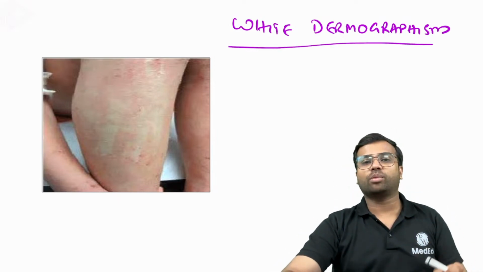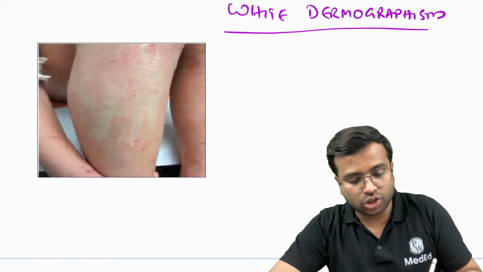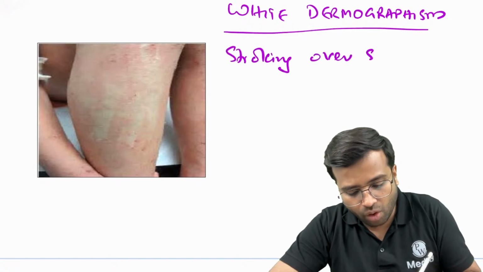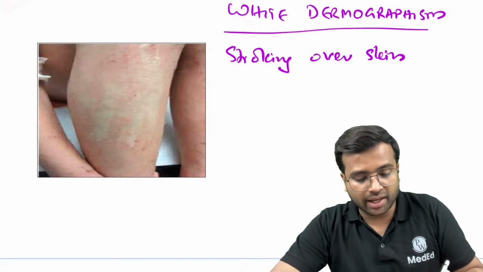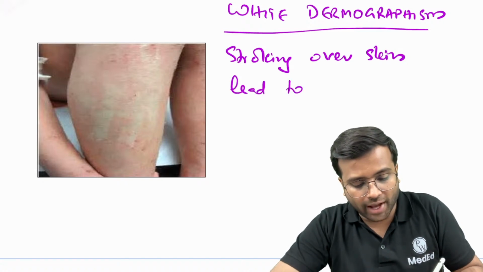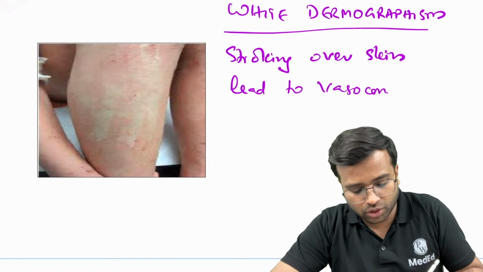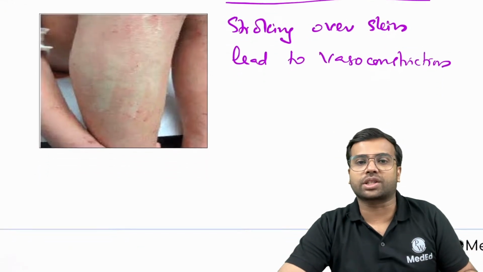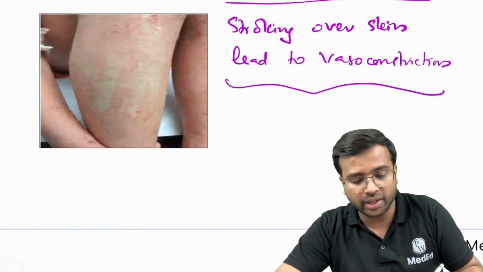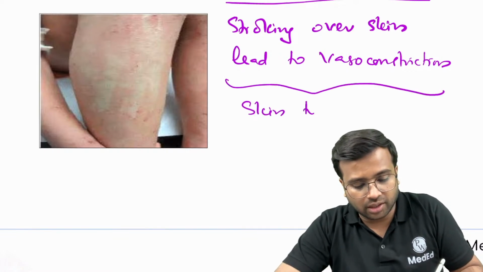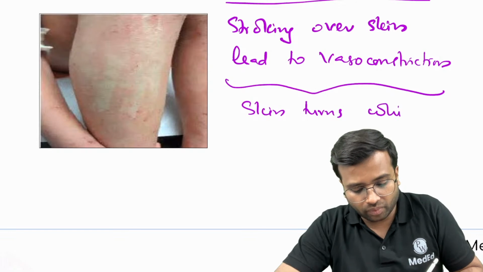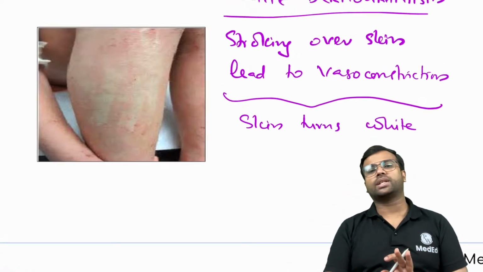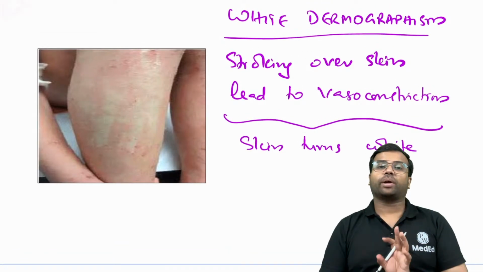So what is white dermographism? This means that stroking over the skin can lead to vasoconstriction. Because of this vasoconstriction, what is the color of the skin going to be? The skin turns white. Hence, we call it white dermographism. It's a very important sign which can be seen in atopic dermatitis.